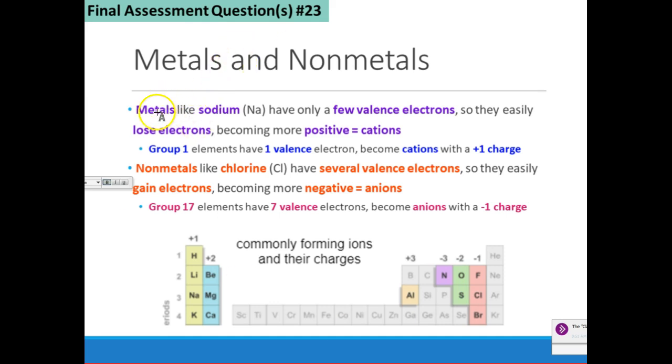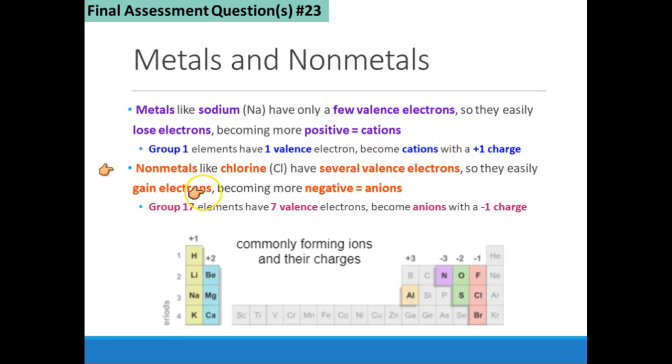So metals versus nonmetals. Again, what we just saw in the previous slide is metals like sodium, they only have a few valence electrons, so it's easy for them to lose those electrons. So they will become more positive, right? They're losing electrons, losing negativity. Electrons are negative, so they're losing negative electrons, which makes them more positive, right? They turn into cations. So for example, group 1 elements, hydrogen, lithium, sodium, potassium, they all have one valence electron, so they all lose that one valence. They all become positively one charged.